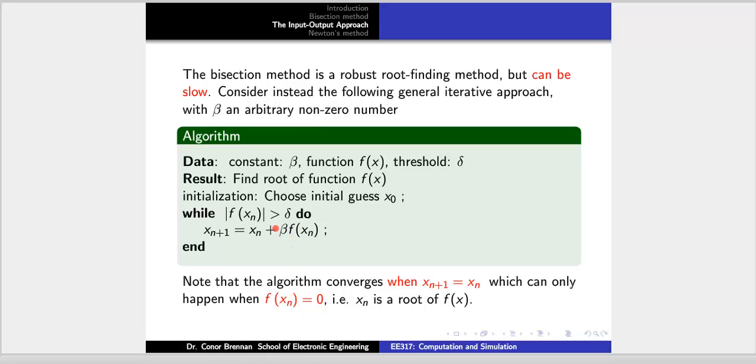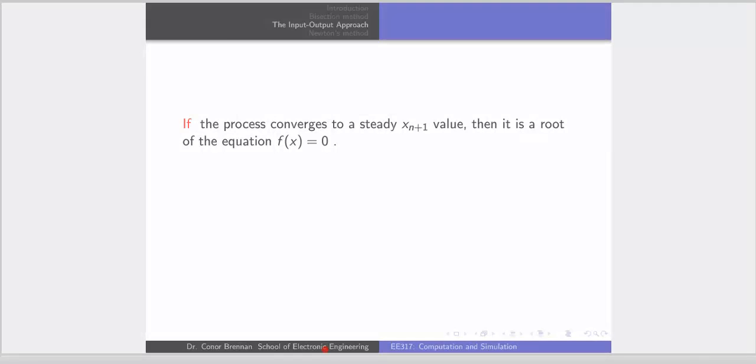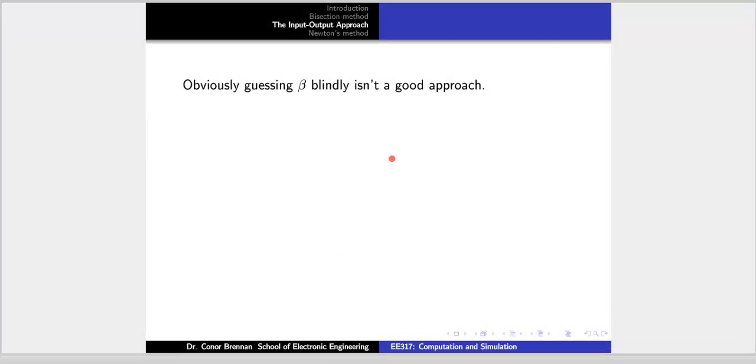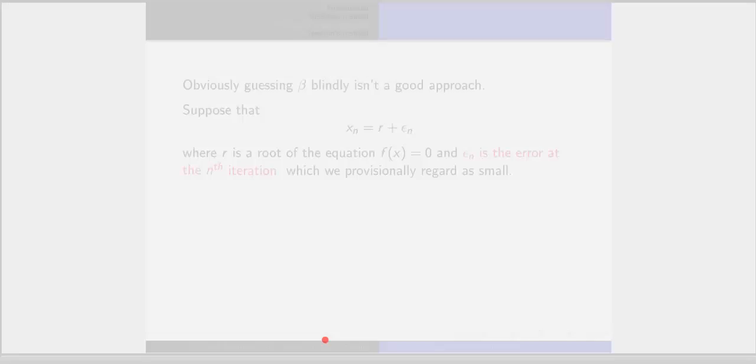If you pick a good value of beta, this would be a good algorithm. Pick a bad value of beta, this is a bad algorithm. So how do you pick a good value of beta? You guys are engineers, you're in third year, you should be beyond just blindly guessing values for beta. You can try that if you want. You can hold this algorithm up, you can put in random values of beta, see what happens. It's not a very good approach. What we're going to do is do some mathematics to try and derive a good, sensible value of beta.